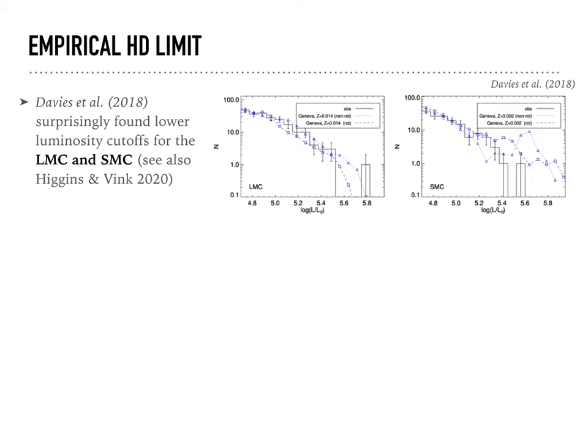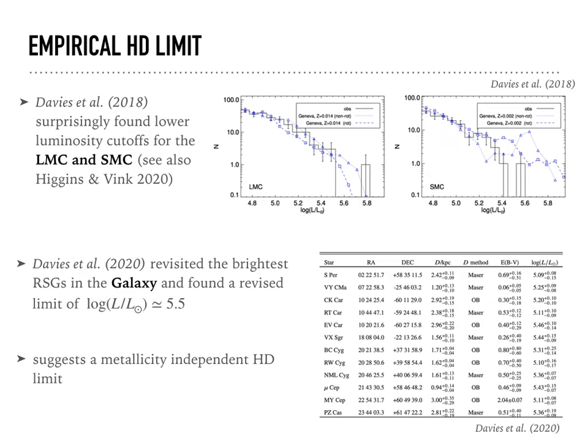Now we look at some of the current empirical limits that we have in different galaxies. In 2018, Davies et al. found a lower cutoff in the Magellanic Clouds at about 5.5. There's more discussion about this in a talk by Aaron Higgins. And in 2020, the limit in the Galaxy was also revised down to 5.5, thus suggesting a metallicity independent empirical HD limit.